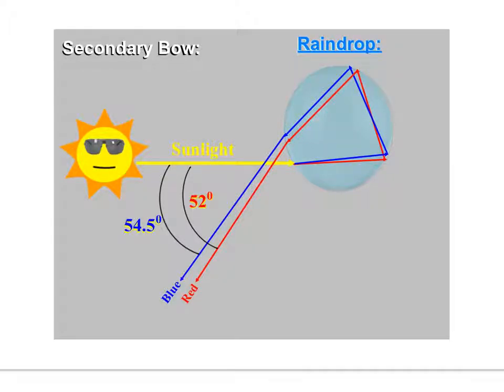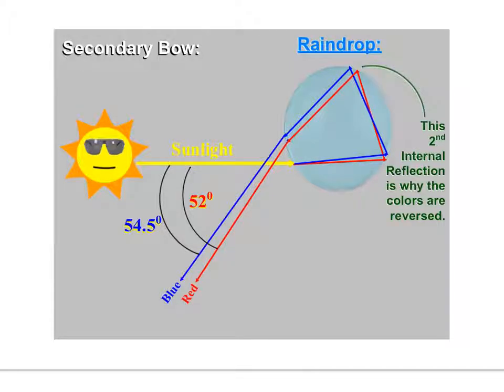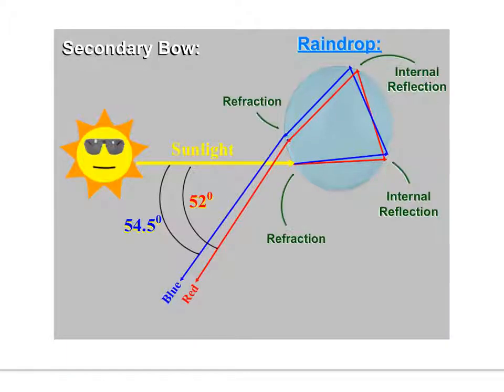It's also because of this instance of two internal reflections, so one right here and one right here, that the colors are reversed. If we track the path of the light, we see that right at this point right here, the red side and the blue side switch places. They switch places again here, and then they switch places one more time here, which is one more time than we got with the primary bow. Hence, blue and red are now reversed.